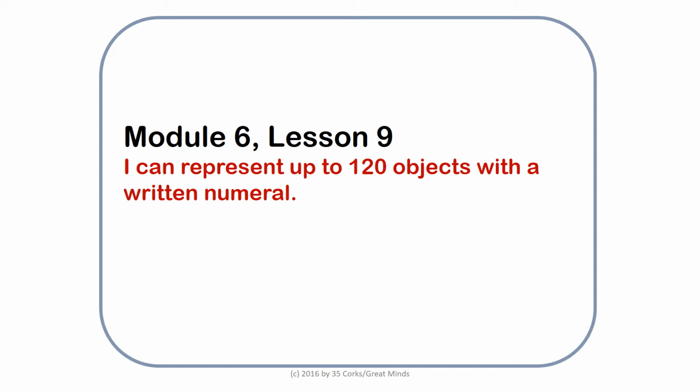Today we're doing Module 6, Lesson 9, and our objective today is I can represent up to 120 objects with a written numeral. That means that we're going to be using objects, we're actually going to be using cubes, and then we're going to write out the number that we see. So if you have a plain piece of paper that you can use for today, that would be awesome. Or if you can find some room on that packet to just write in and follow along, that would be just as great. So get that first and pause the video until you move on.